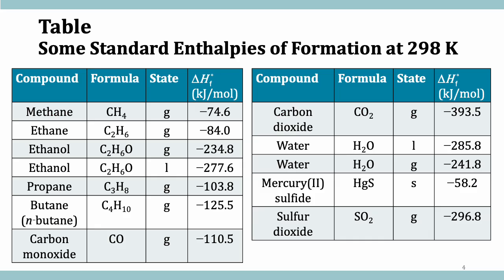This table shows you the delta H naught F, the heat of formation, for multiple substances. For example, CO2 is this much, and you will see the unit is always per mole, which means for making 1 mole of a substance. So your reaction should be making only 1 mole of that substance. Water in liquid form is this, in gaseous form is this, SO2 in gaseous form is this. So again, it should be the same compound, it should be 1 mole, and it should be in the correct physical state: solid, liquid, gas.